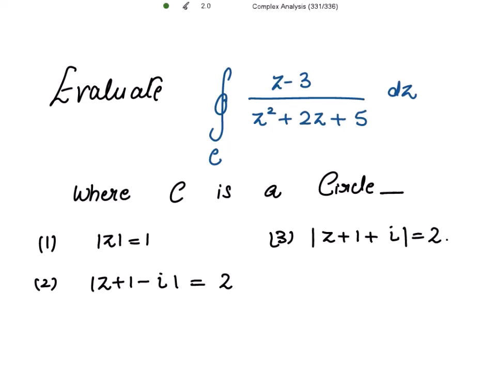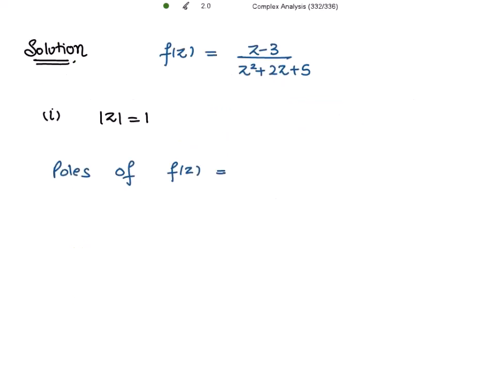Good morning. This is a very important example on residues, and we have to evaluate this integral where C is a circle. The three parts are given to us. These are the three circles given to us, and we need to find this integral with respect to these circles. So let's move on to the first part. Here the circle mod z equal to 1 is given.